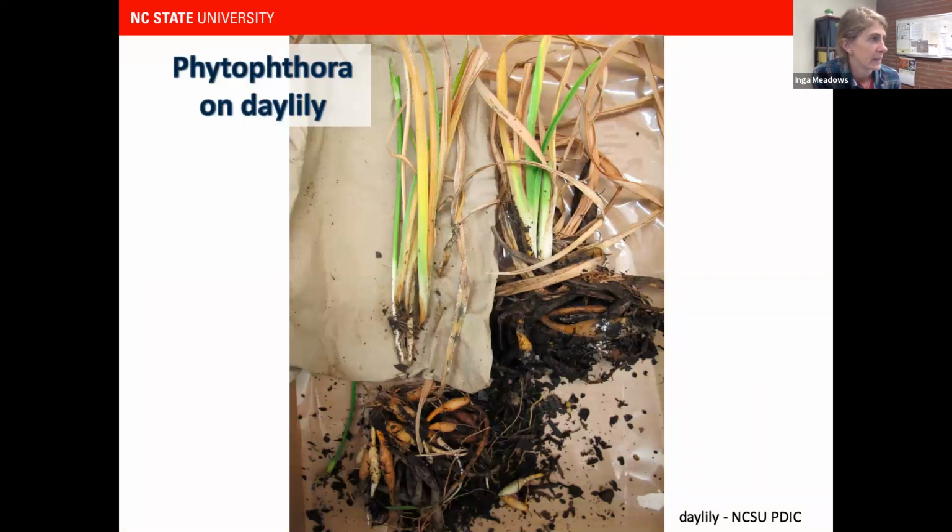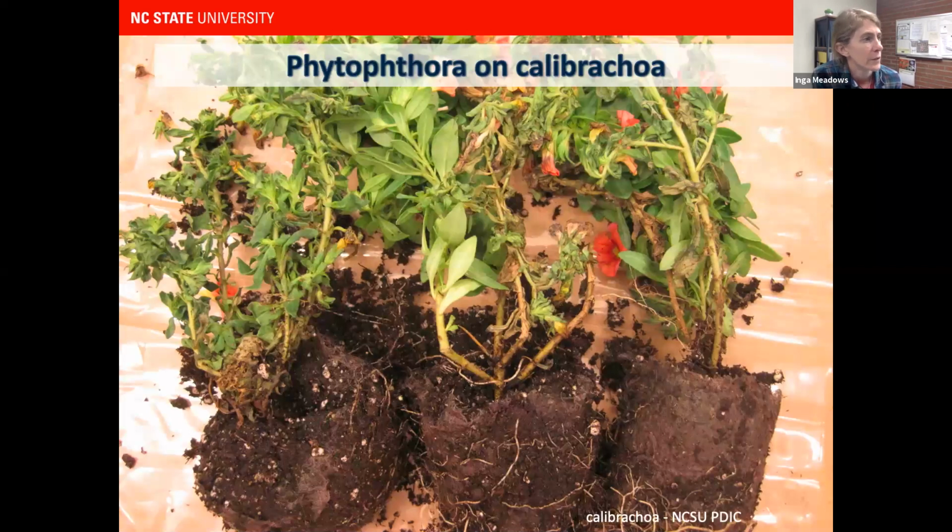And Phytophthora on daylily. Again, for the above ground symptoms, you get yellowing leaves or stunted plants that aren't growing well. And then when you pull up the plant, you see the roots down there are very discolored or lacking. Phytophthora on Calibrachoa, which is similar to petunia, of course. You'll see a lack of roots down there, and the roots you do see have some discoloration on them. And then you see the above ground wilting.